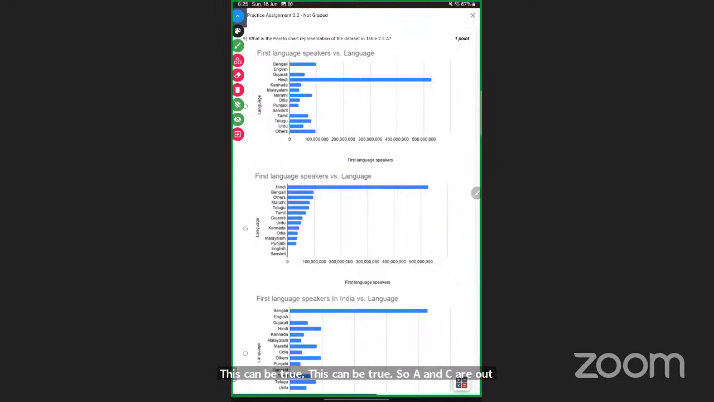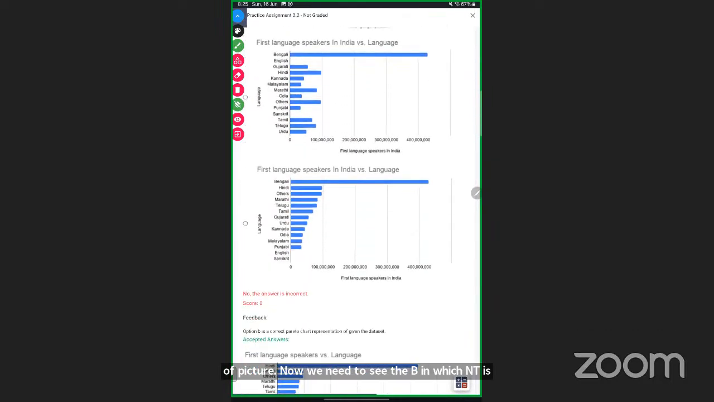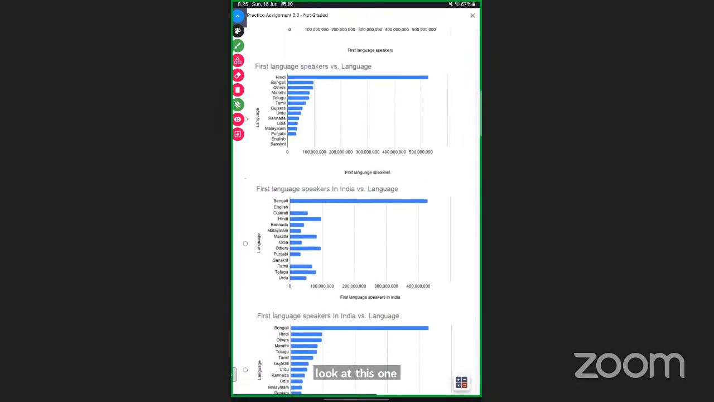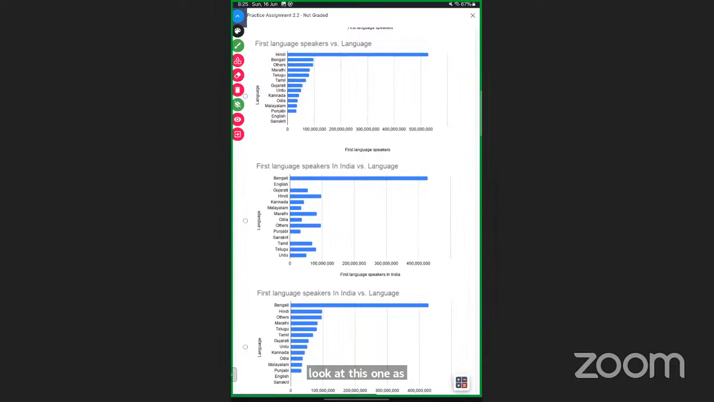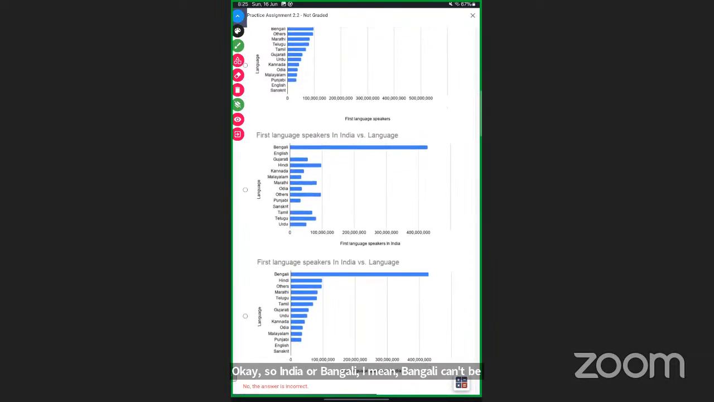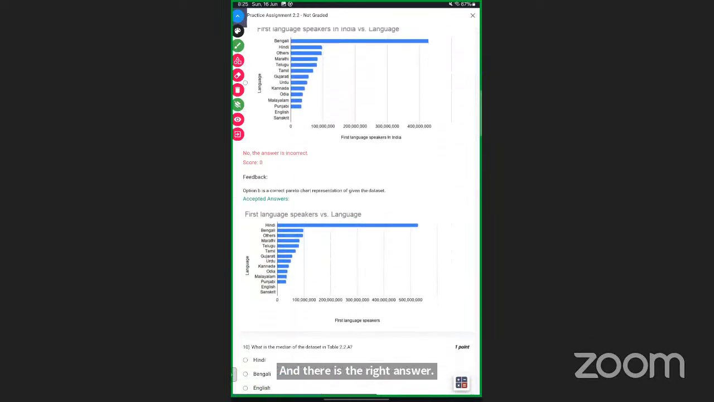Now we need to see B. In B, Hindi is okay. This one has Hindi as the highest, and this one has Bengali as the highest. So Hindi or Bengali. Bengali can't be there, so Hindi is the right answer. Yes, so that is the answer.